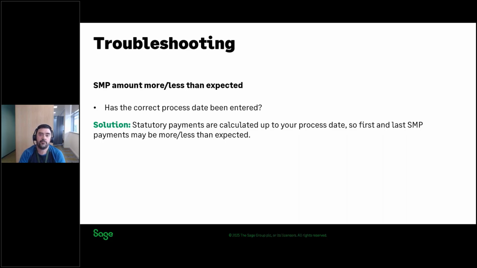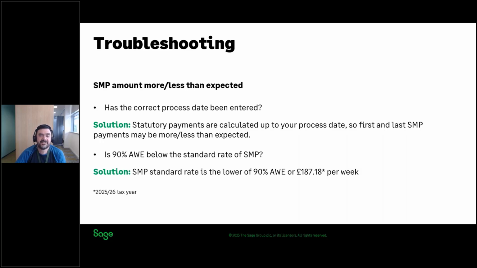So if, for example, you pay on the 25th of the month, and usually you'd pay the salary up to the end of the month, SMP payments would be slightly lower in the first month because they're only being calculated to the 25th, but that will right itself at the end of the maternity leave because they would then receive the end of the previous month along with their final payment.